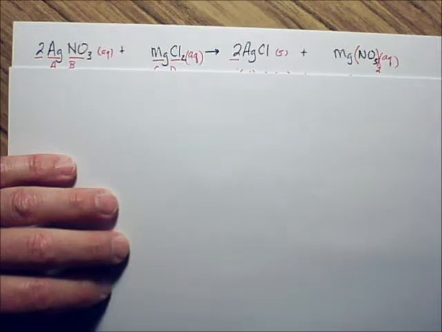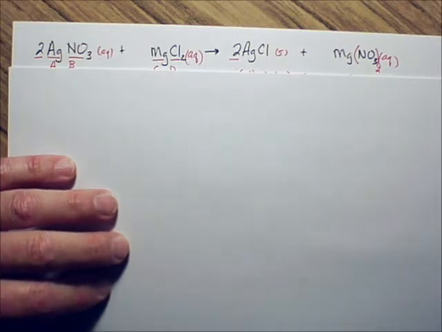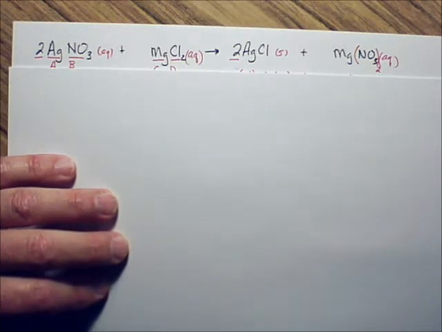To write a complete ionic equation, we're going to only break up those things that are ionic and aqueous or acidic and aqueous. It has to be both. You have two different categories that you can break up. One category is both ionic and aqueous. The other category is acidic and aqueous.